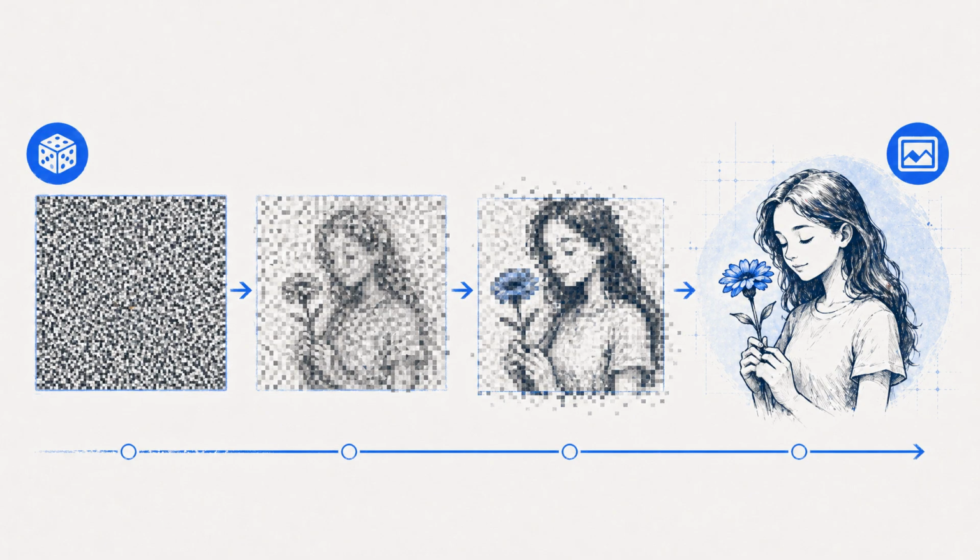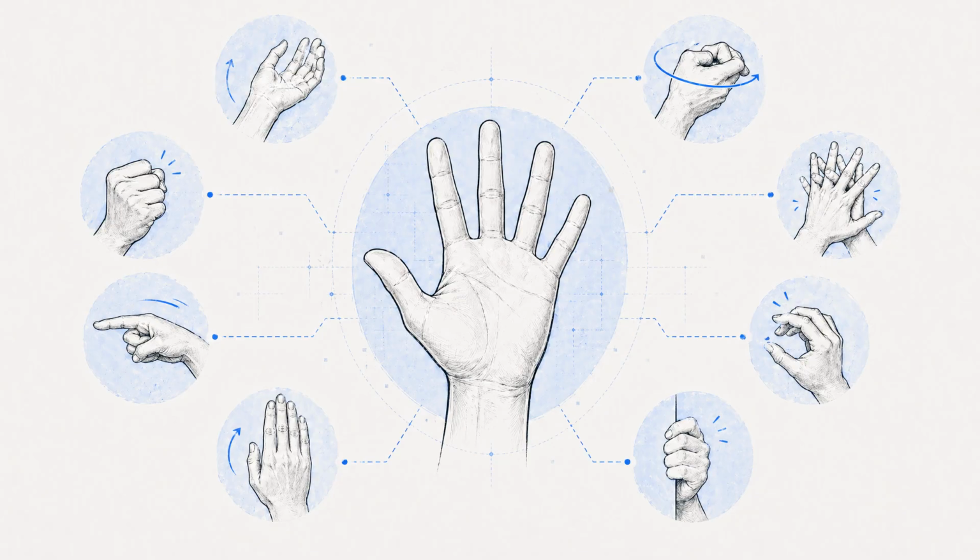Most modern image generators start with random visual noise. Step by step, they remove that noise until an image appears. If the prompt says a person holding a flower, the model tries to shape the noise toward patterns that match those words. A hand is a small object with many moving parts. It can open, close, twist, overlap, bend, grip, point, or hide behind something.